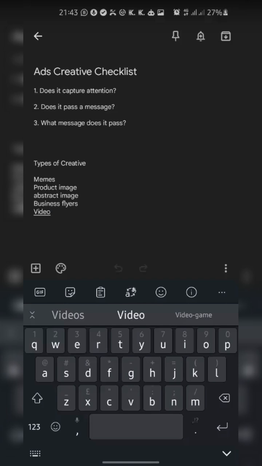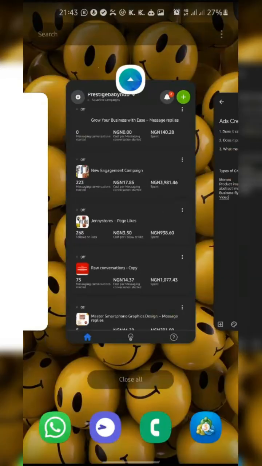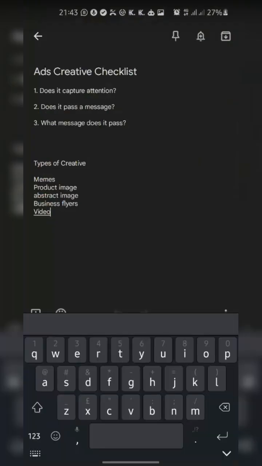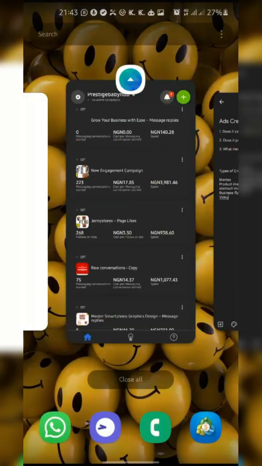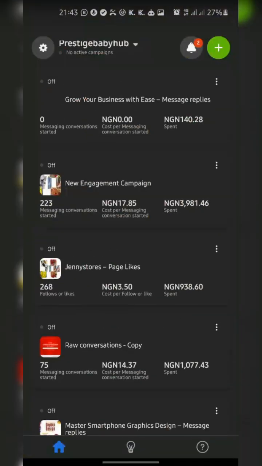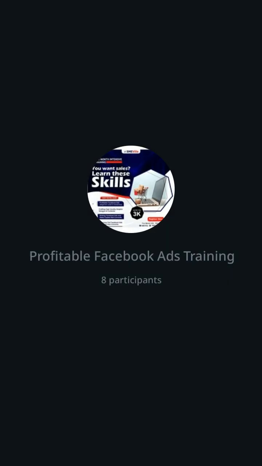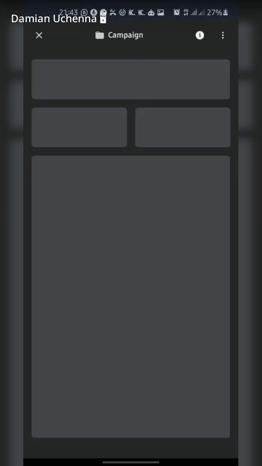Product image. Let me just show you a sample. Most of you have been using product image. All you do is select one product image, put it there, then run your ads. Or for those of you that use carousel, you use rows of images. But I don't do that. So here is what I do. Look at this particular ad. We got 223 messages with just 4,000 naira. Less than 4K actually. This was done in 4 days, 223 messages in 4 days.